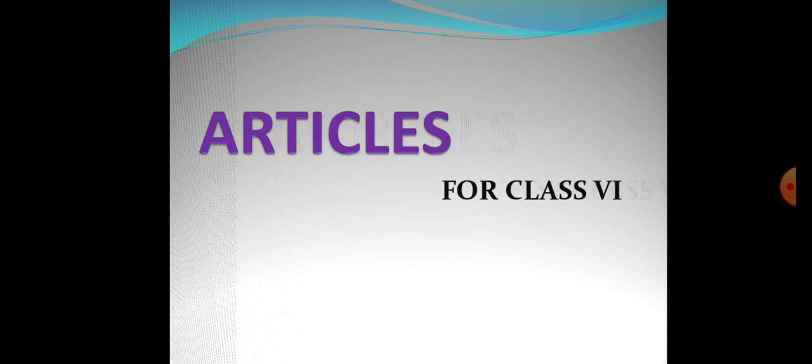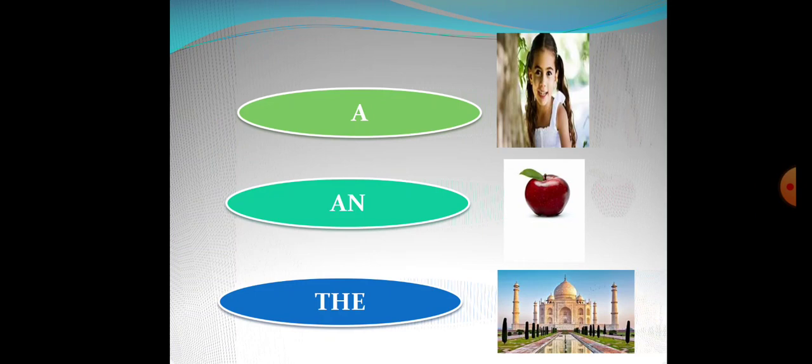Before starting this topic, I would just like you all to have a look at a few pictures now. Here in this picture, we can see that there is a girl, an apple, and the Taj Mahal. All the pictures which we can see have a name, so we can say that these are nouns. And we have placed the articles a and the before these nouns. So we can say that articles are always placed before a noun.